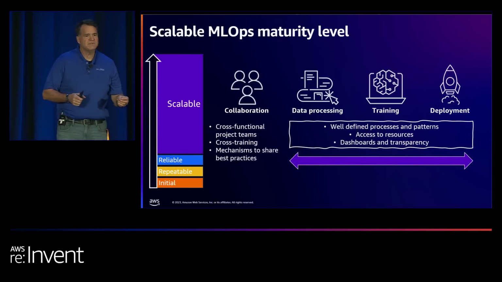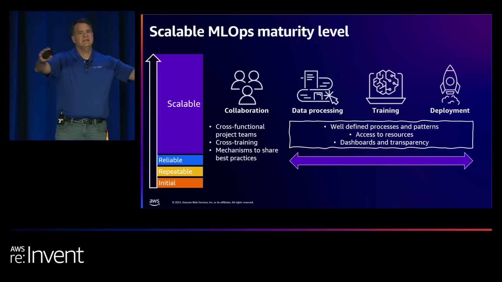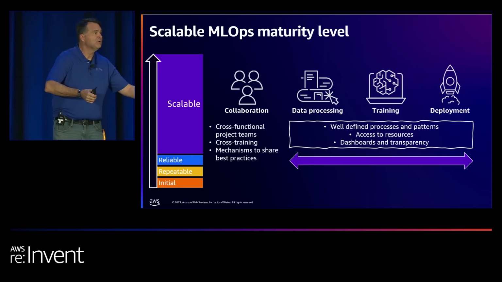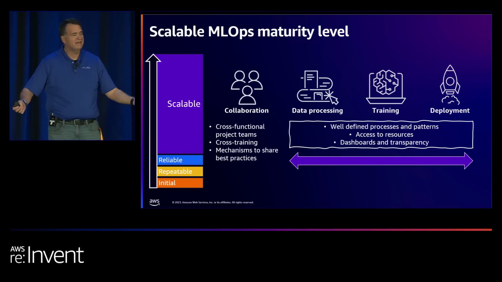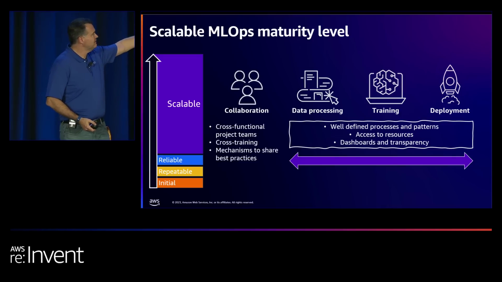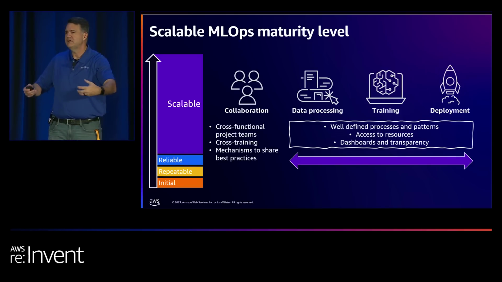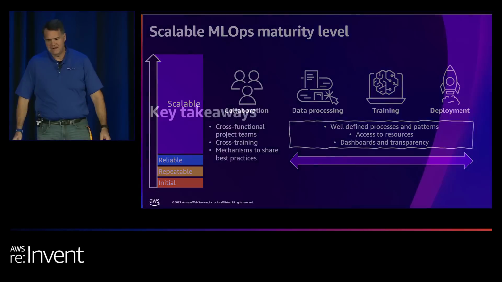And then scalable is being able to just take what we're doing and do it at a very large scale, to be able to tackle more ML problems simultaneously with the resources that we have, because we have high confidence in the processes that we've implemented. So scalable, again: cross-functional teams, cross-training, mechanisms to share best practices, good communication emerging, good processes, and a comfort and a high understanding of how to use our tools to make it work for our environments here.